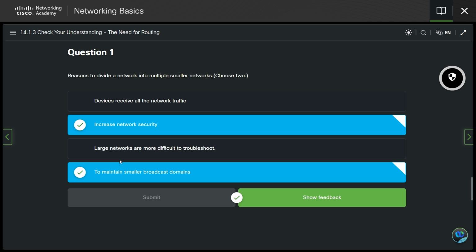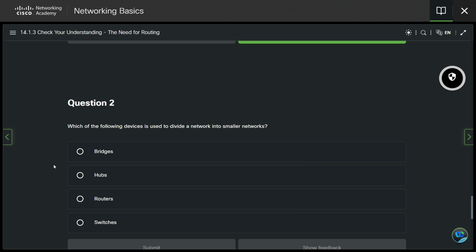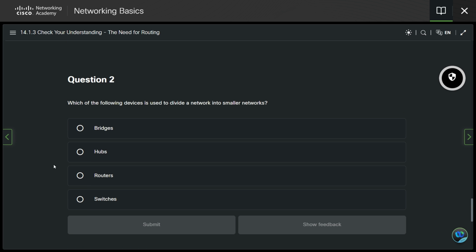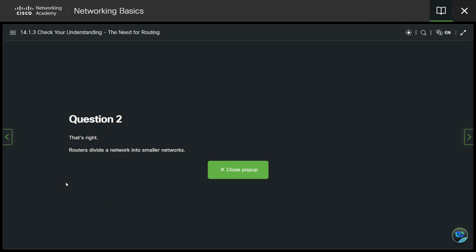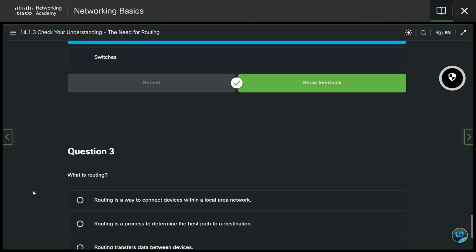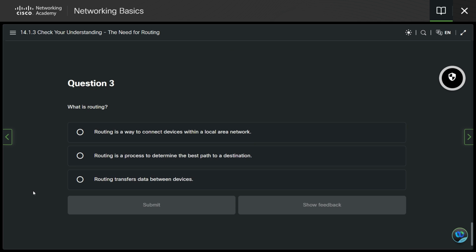Question 2. Which of the following devices is used to divide a network into smaller networks? This is the router. Routers divide a network into smaller networks. Question 3. What is routing? Routing is a way to connect devices within a local area network. Routing is a process to determine the best path to a destination. Routing transfers data between devices.